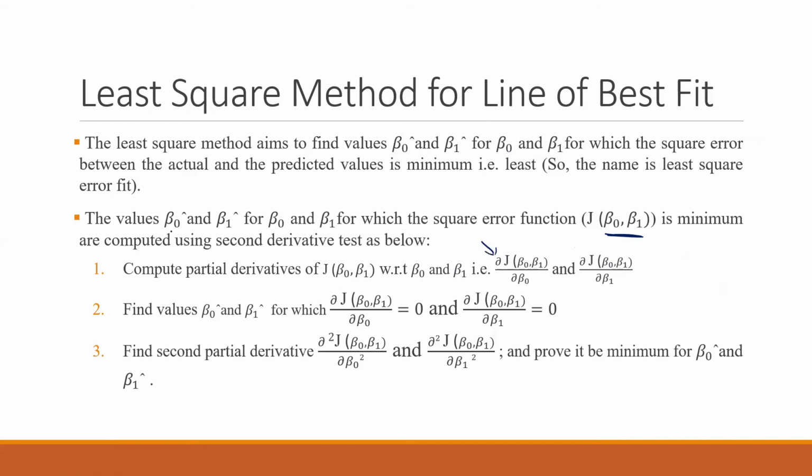Now we have to calculate the values beta naught hat and beta 1 hat for which the square error function is minimum. There are multiple steps, and we have to see what the different steps are. Now compute the partial derivative of this thing.